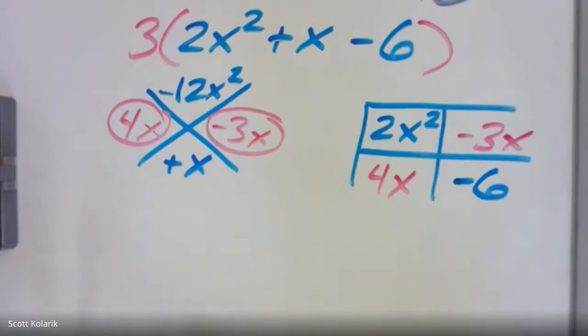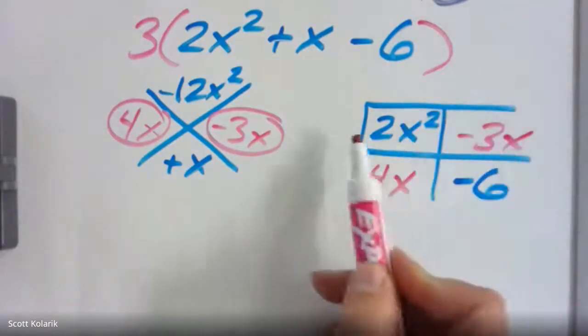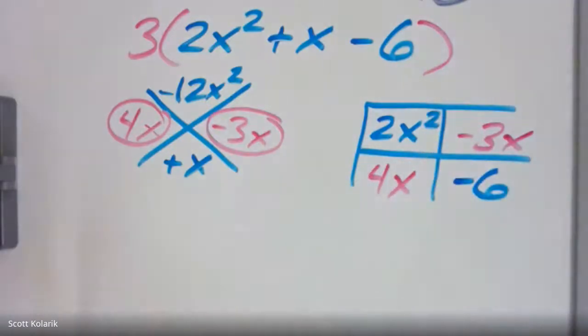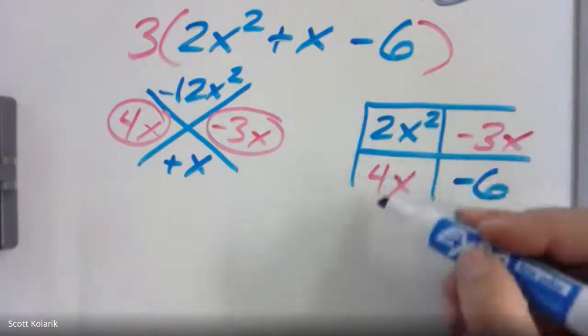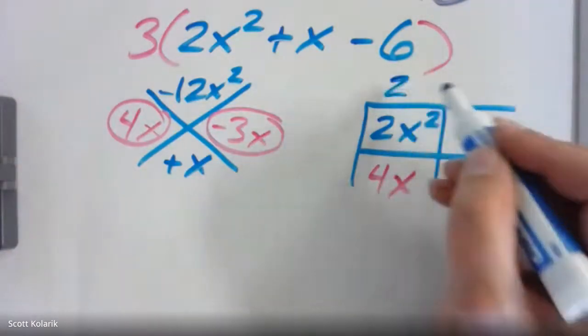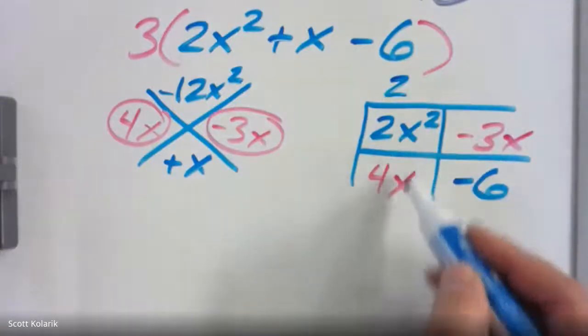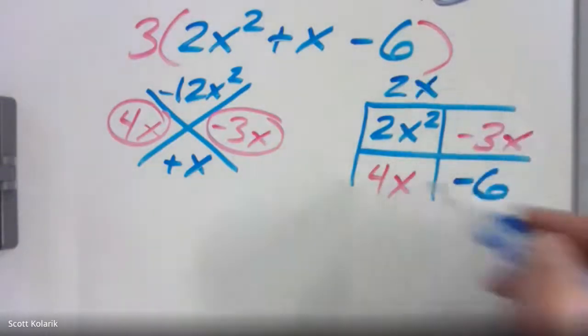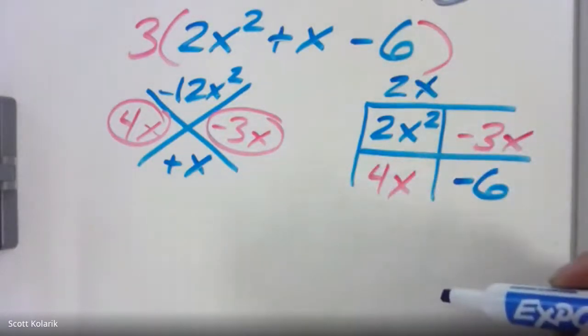Now what I'm going to be doing is looking for common factors in both columns and in both rows. So for instance, in this first column, 2x squared and 4x, my greatest common factor here, they both have a 2 in common, and they both share an x in common. So 2x is my greatest common factor there. And again, I could go through the same thing for each of the other columns and both rows.